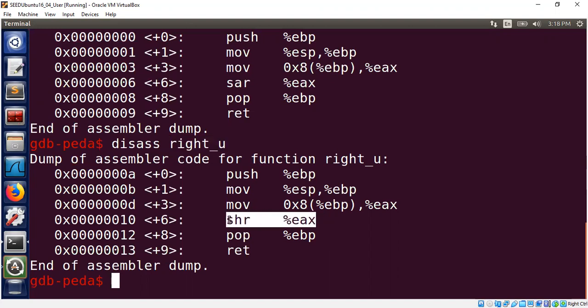SHR means logical right shift, and SAR means arithmetic right shift. And the SHR is used if the input is an unsigned type. If the input is a signed type, then SAR is used for right shift.